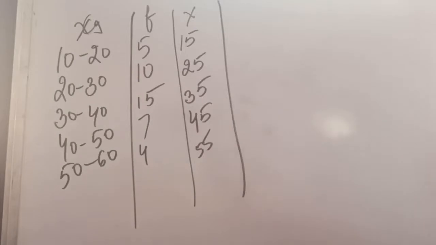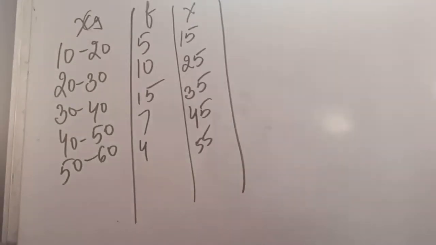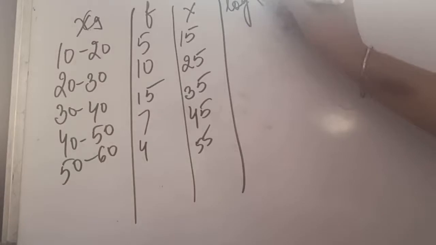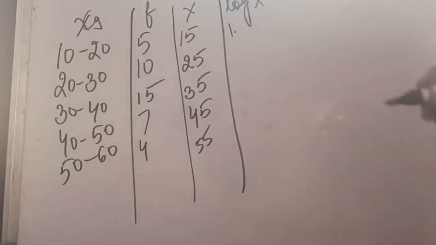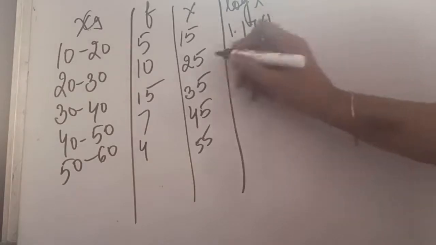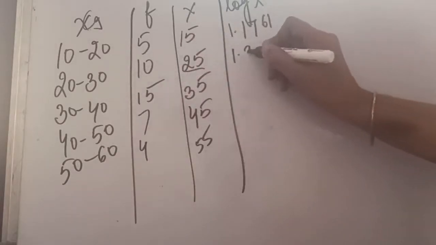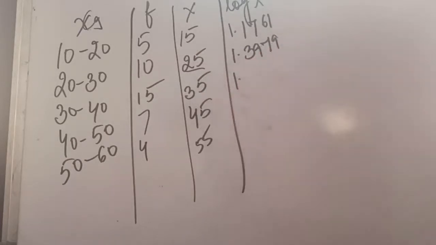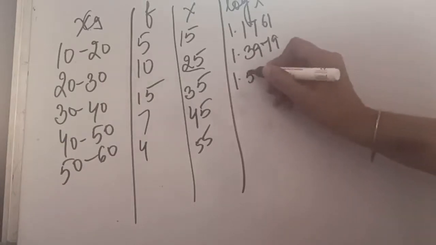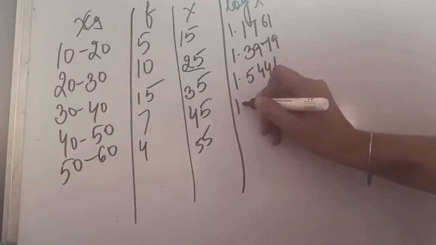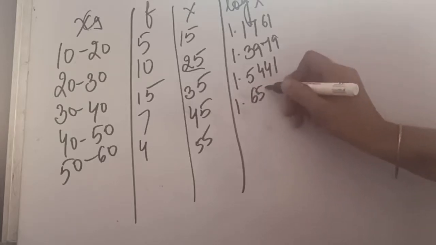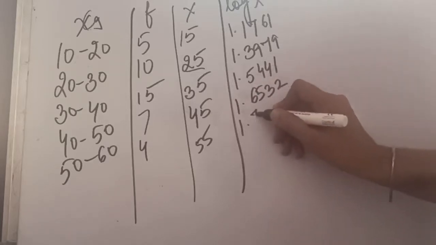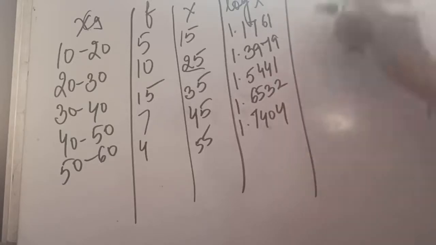Now we got the x. So directly now we can calculate log x. Two digits, 1 point. The log of 15 under 0 is 1761. Again two digits, 25 under 0, 3979. Again two digits, 35 under 0 is 5441. 45 under 0 is 6532, and 55 under 0 is 7404.